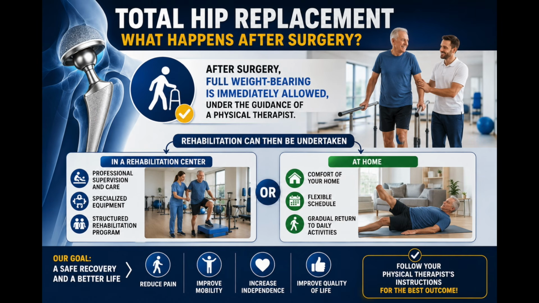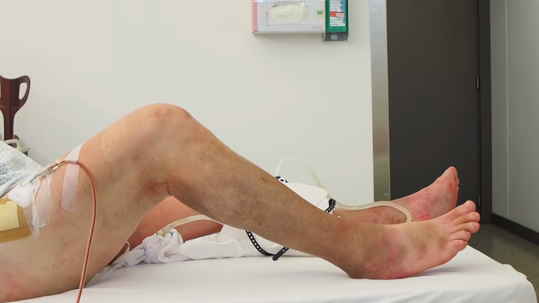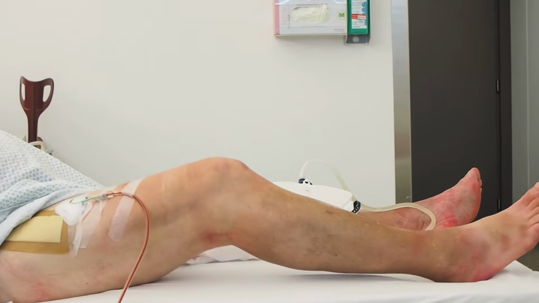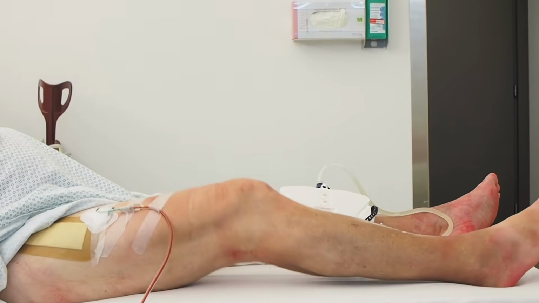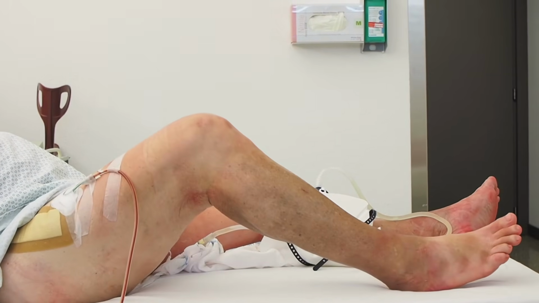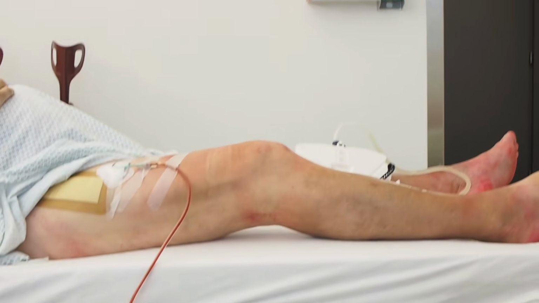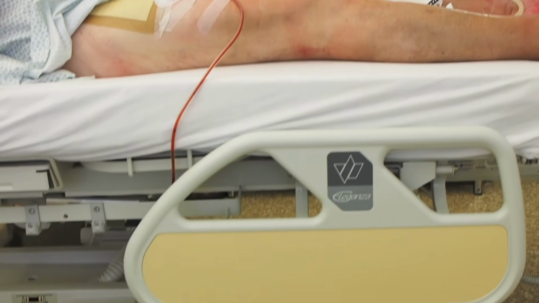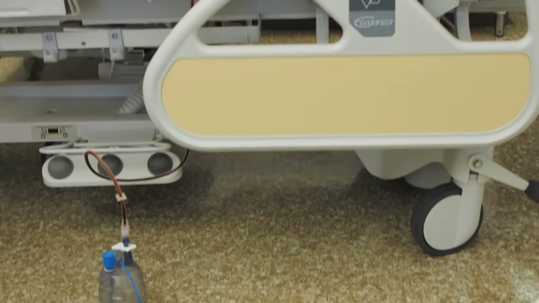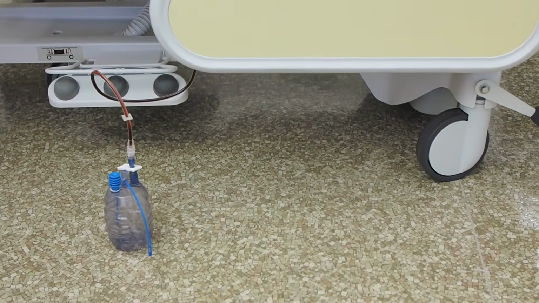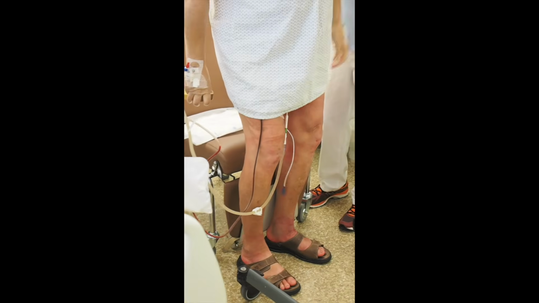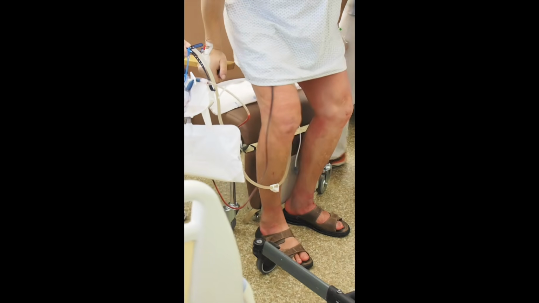After surgery, full weight bearing is immediately allowed, under the guidance of a physical therapist. Rehabilitation can then be undertaken in a rehabilitation center or at home. In this short video, I show you a patient who had surgery a few hours before and he is already able to mobilize the operated limb on the bed. You can also see the hematoma suction tube, called a drain, which is used to drain the deep hematoma and thus reduce swelling in the thigh. Drainage is not always necessary. The patient is already able to sit up in the chair with little assistance from the nursing staff.